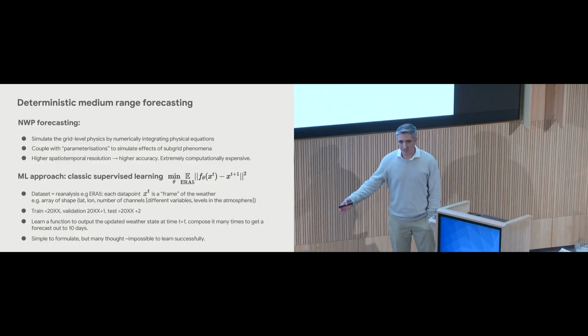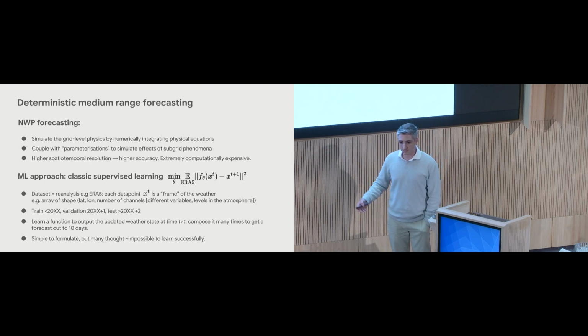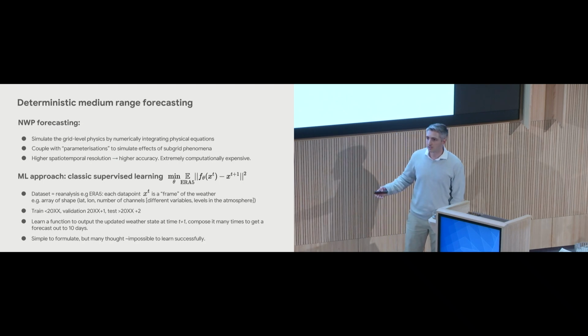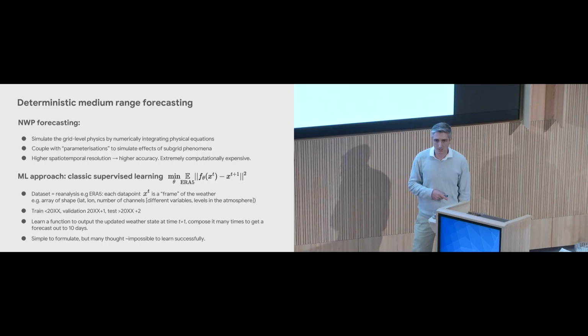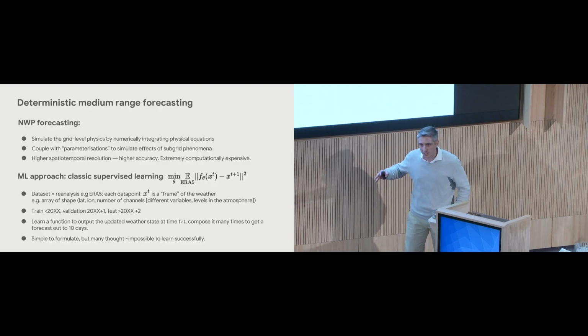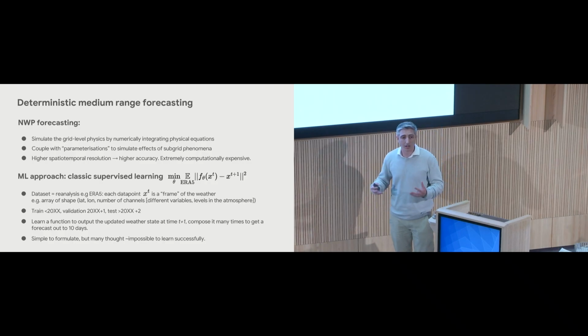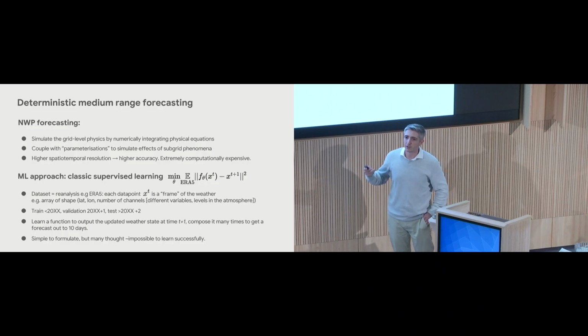We want to predict what the data point is going to be at time t+1, and we minimize the mean squared error of that function over some data set. So what is the data set that we're using? The enabling data set that has sparked the revolution that we're seeing is the ERA5 reanalysis data set.